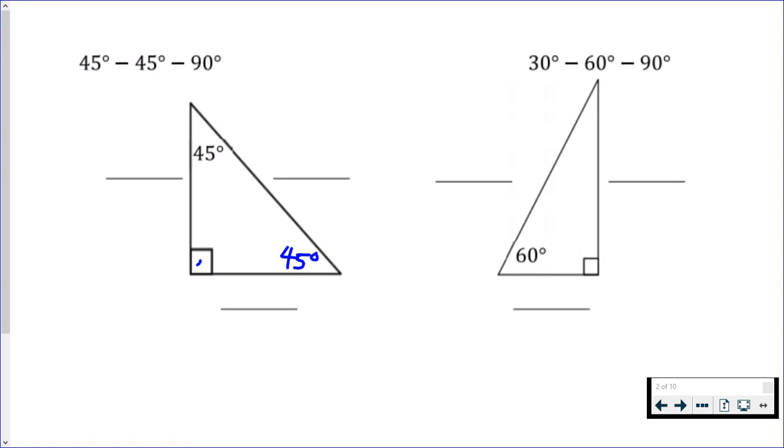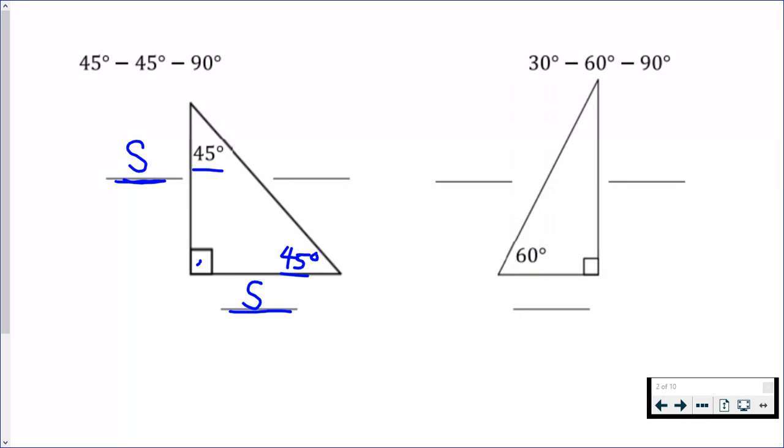When you're finding the lengths of the special right triangle sides in a 45, 45, 90, since these are the same angle measure, the side lengths are also the same. So this we're just going to label S. This one we're also going to label S. That just stands for side length. So if your side length was 5, that means this side has a length of 5 and this one also has a length of 5.